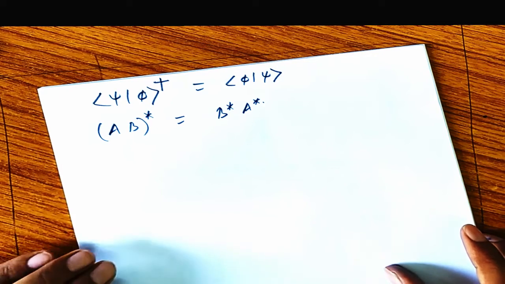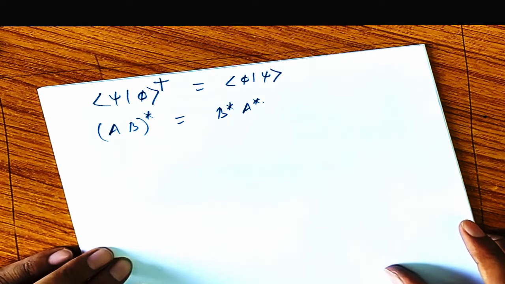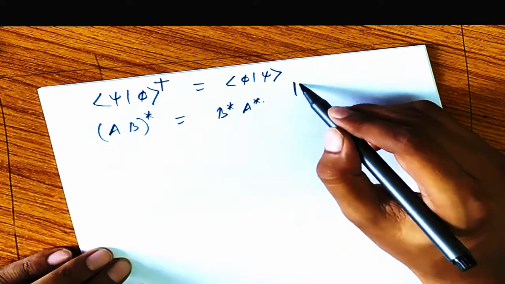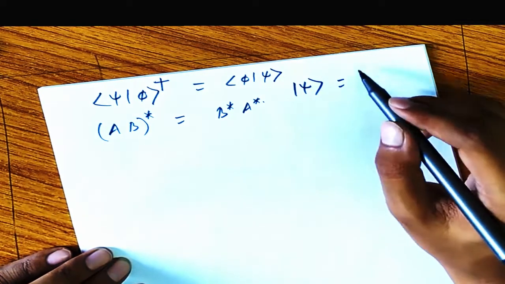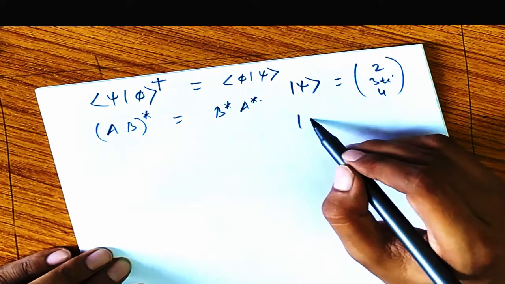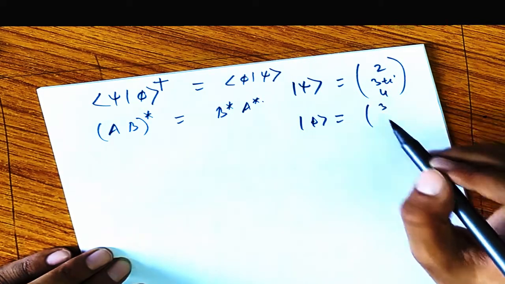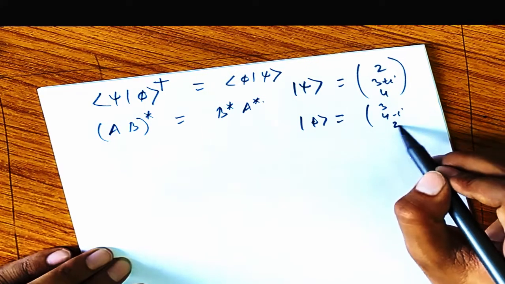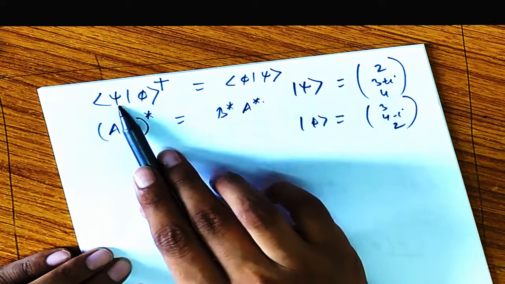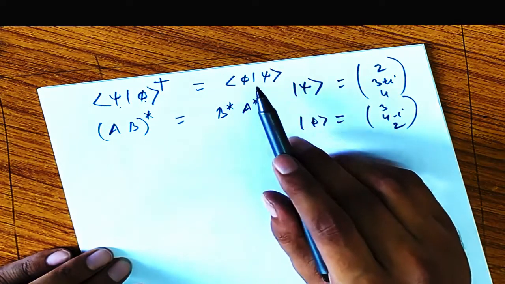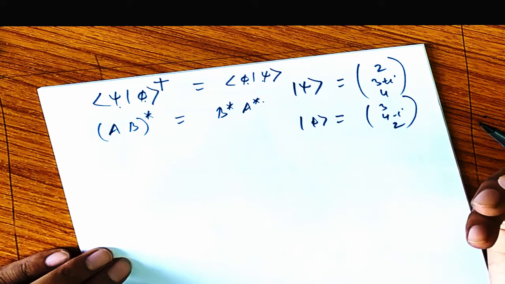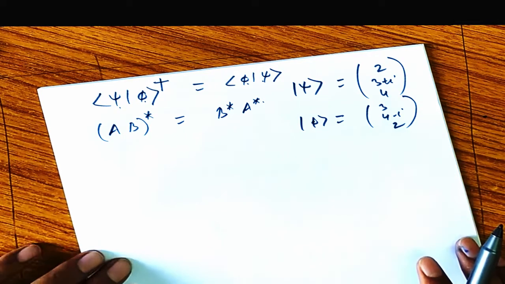But in so many examples, like in a mathematical example, suppose psi is given as 2, 3 plus i, or 4, and suppose phi is given to you as 3, 4 minus i, or 2. Then if you do this inner product, <psi|phi> is not equal to <phi|psi>. Why? There is some issue there. Okay, so never mind.